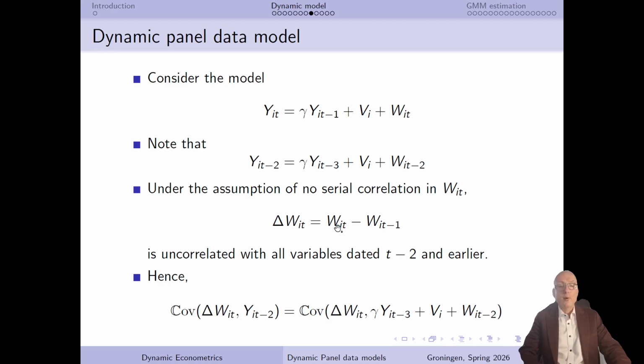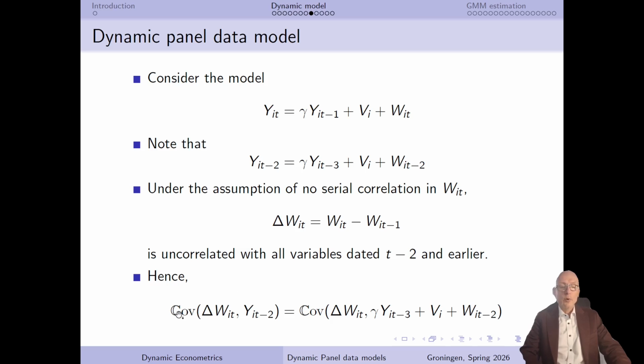By definition of no serial correlation, w_{it} is going to be uncorrelated to w_{i,t-1}, w_{i,t-2}, w_{i,t-3}, etc. And w_{i,t-1} is going to be uncorrelated to w_{i,t-2}, w_{i,t-3}, w_{i,t-4}, etc. So that implies that delta w_{it} is going to be uncorrelated to w_{i,t-2}, w_{i,t-3}, etc. Then what we can do next is look at our covariance.